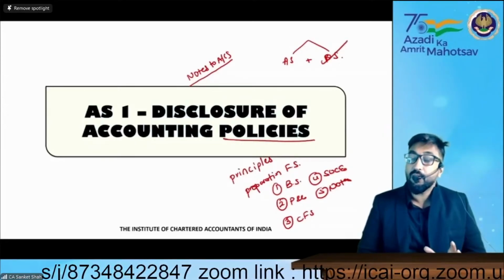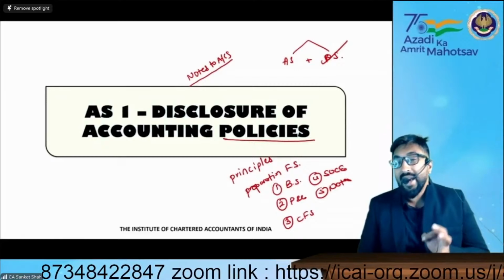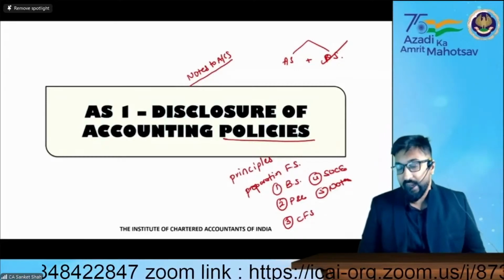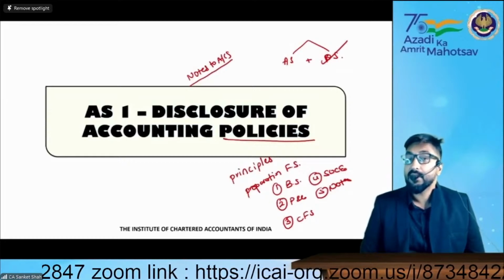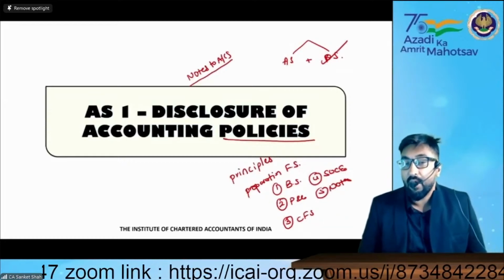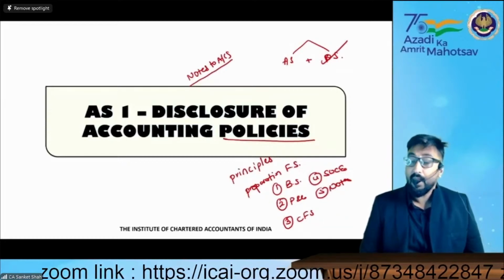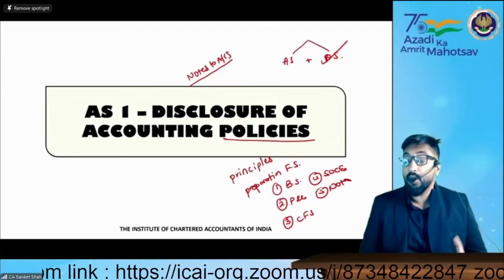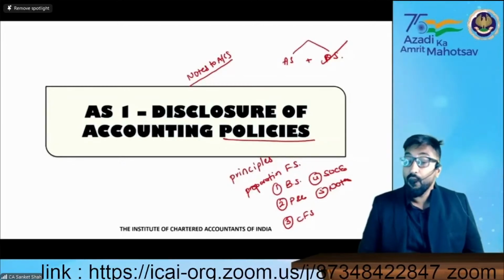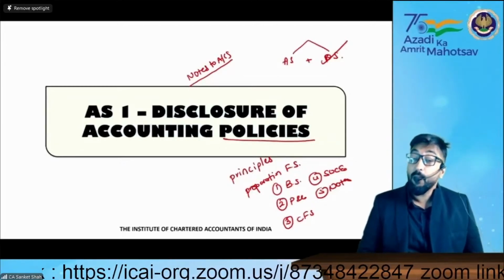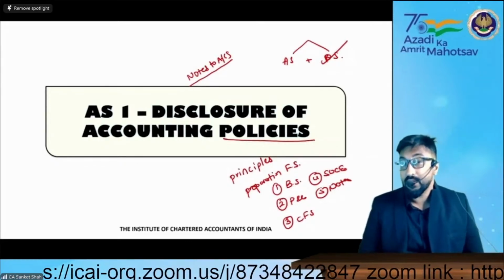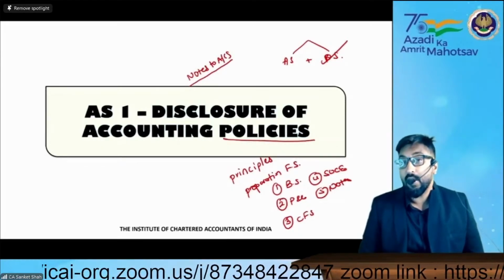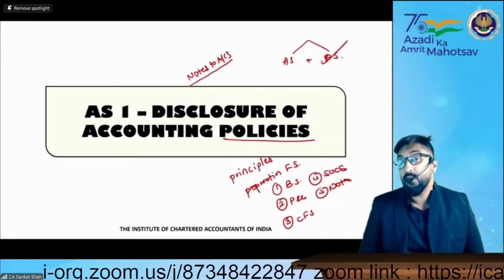AS 1 gives you guidance while selecting any accounting policy. Okay, so how you are going to select your accounting policies, some guidelines are given in accounting standard 1. Accounting standard 1 is basically about the fundamental assumptions and how you are going to select the policy. If you want to change the policy, how you are going to record it in the books of accounts, or in notes to accounts, that also is given in disclosure of accounting policies.